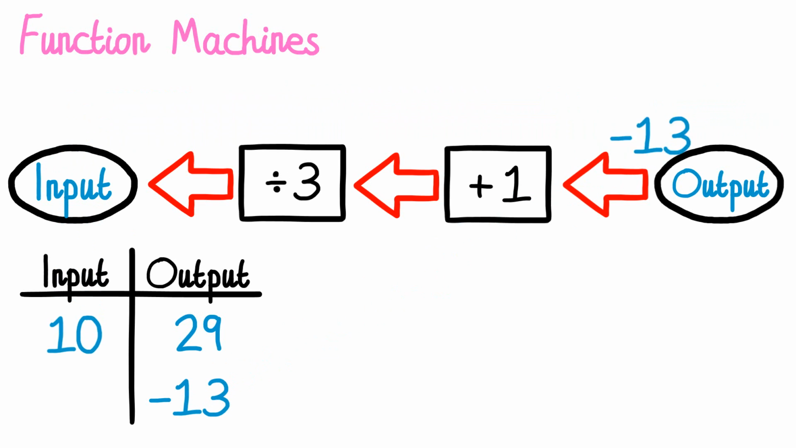And let's try again with negative 13, add 1 to that gets you negative 12, divide that by 3 gets you negative 4, so that's our next input. So when machines are going backwards, you need to be careful to make sure you use the inverse operation.